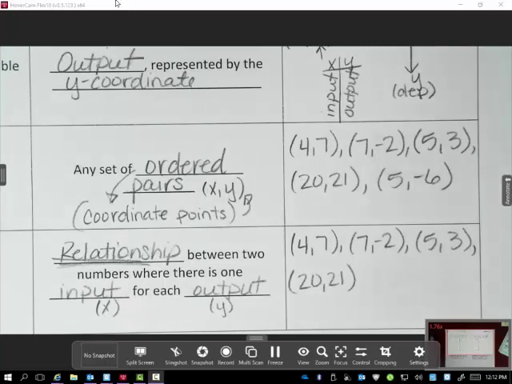All right. Does everybody have that written down? Let me ask you this. Would that right there that I just gave you be a relation? Yes. Why is it a relation? Because there's an input for every output. I'm talking about relation. It's a set of ordered pairs. So is that a relation? Yes. What's the difference in that example that I just gave you and the example above?